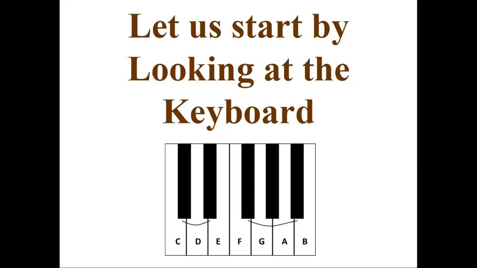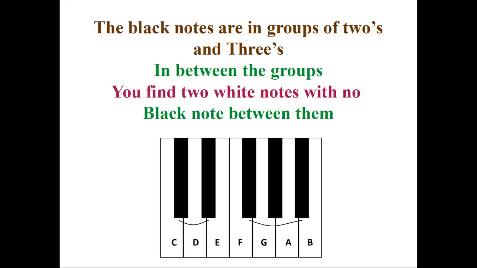Now, in the picture of the keyboard below, it's just the very essential notes. You'll notice that there's 2 black notes grouped together and 3 black notes grouped together. And these groupings of 2 and 3 black notes together go throughout the keyboard. It's 2, 3, 2, 3, 2, 3, and so on. The black notes are always in groups of 2s and 3s.